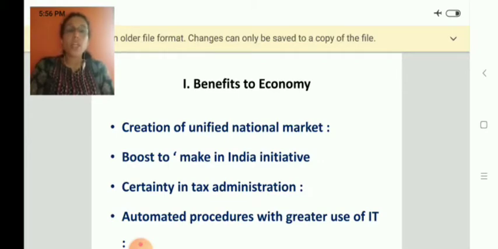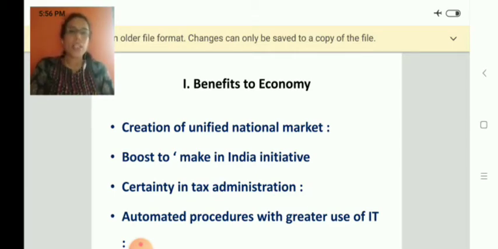First one, creation of unified national market. We know that under GST, the tax rates will be uniform throughout the nation. In all the states, same rate is applicable for goods and services. So what happens? The prices of commodities or services will be same throughout the country. Therefore, it creates one unified market. That means the entire nation will be considered as one market. One nation, one market. Okay.